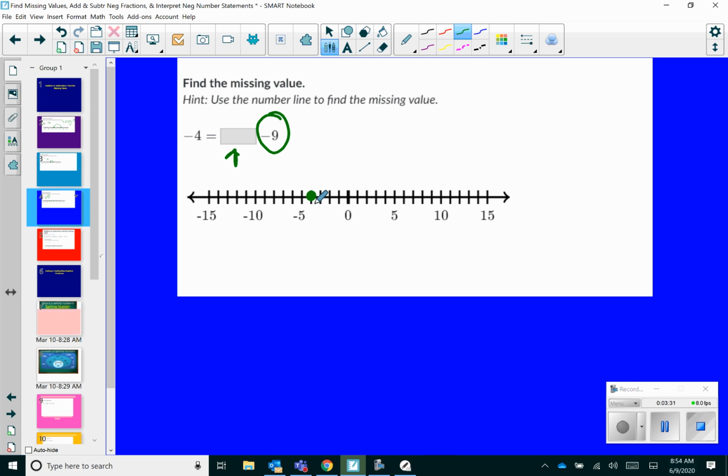So let's count 9 units. 1, 2, 3, 4, 5, 6, 7, 8, 9 units. So that means that my starting point was a +5. So let's plug that in and check it. If I were to do 5 minus 9 and I do keep, change, does that leave me with a -4? Yes, it does. Different sign, so we subtract and we have more negatives than positives.